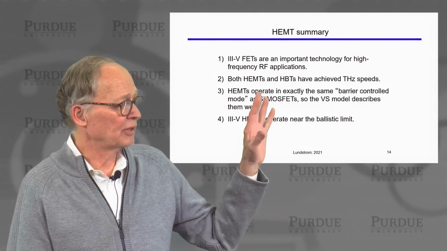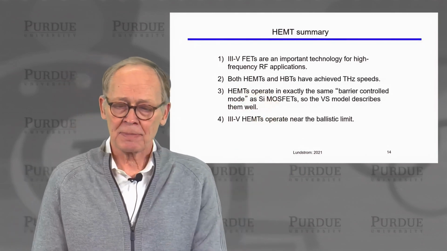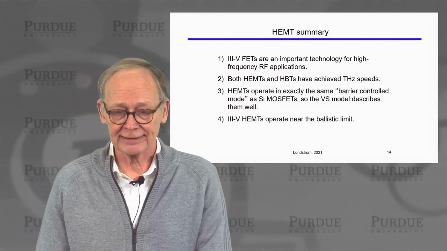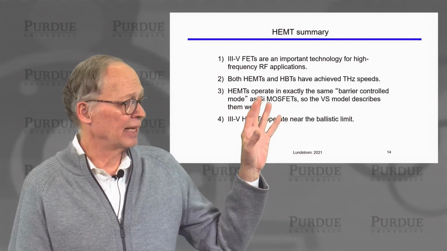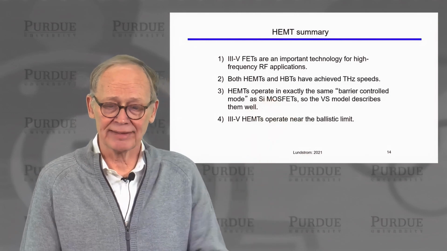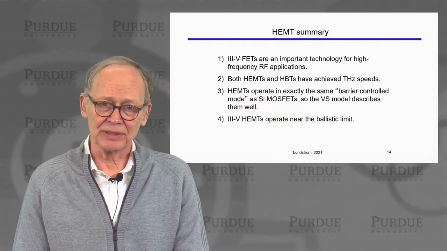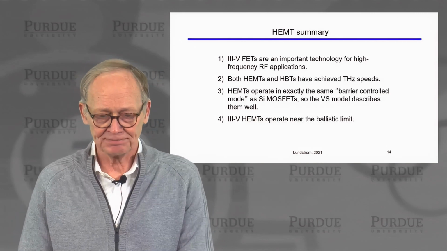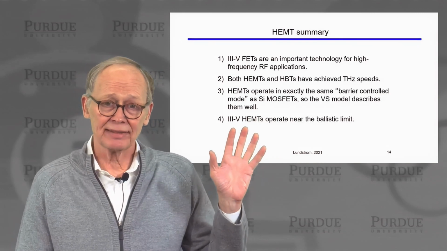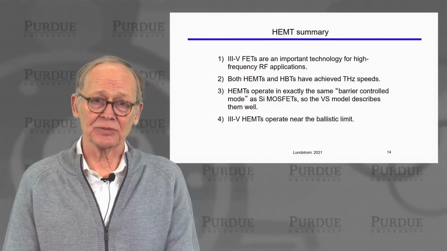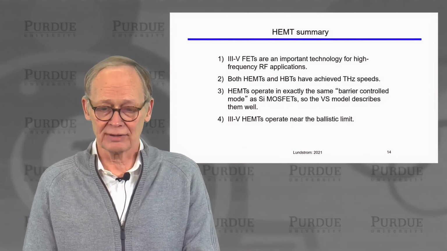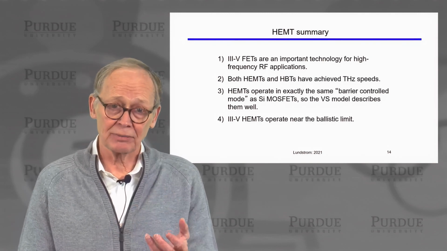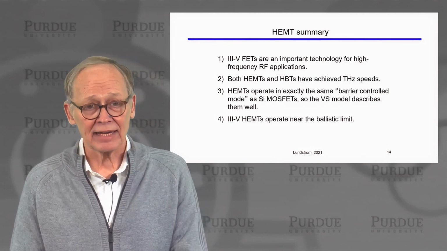So just to summarize, HEMTs are important. It's an important technology for very high frequency RF applications. Both HEMTs and HBTs, which we talked about next, have achieved very high speeds, terahertz speeds, so they're useful for very high frequency amplifiers. HEMTs operate in the same way as MOSFETs do. They are barrier-controlled devices. So the virtual source model can describe a HEMT just as well.